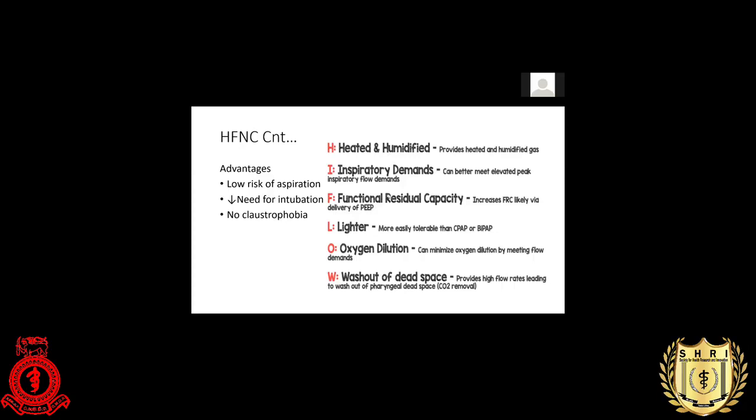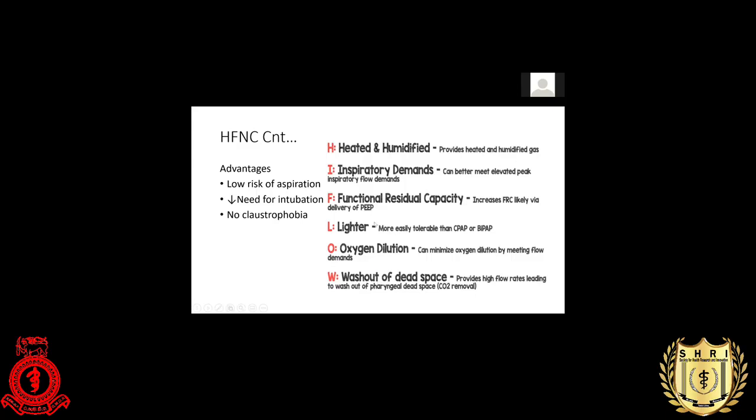It is lighter when compared with other CPAP or BiPAP machines, and the main advantage is that it will inhibit the oxygen dilution which can occur in other devices like low flow oxygen devices, because of supplying continuous high flow. It is also helpful in washing out the dead space of the patient.